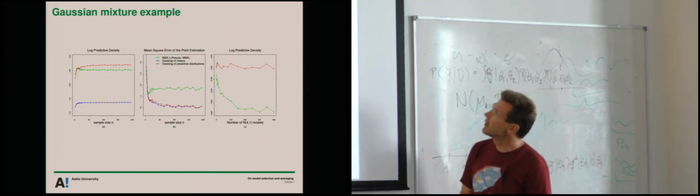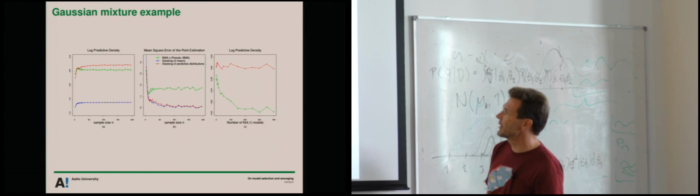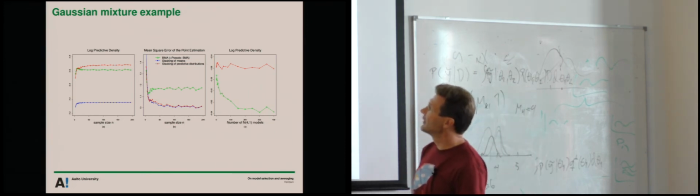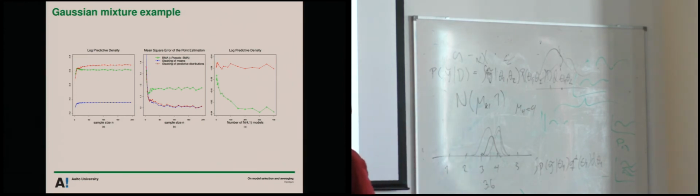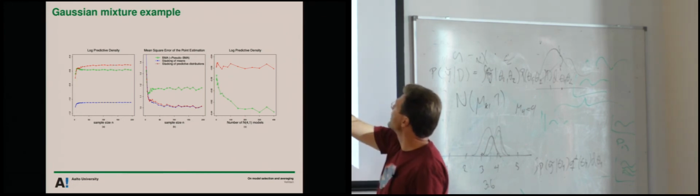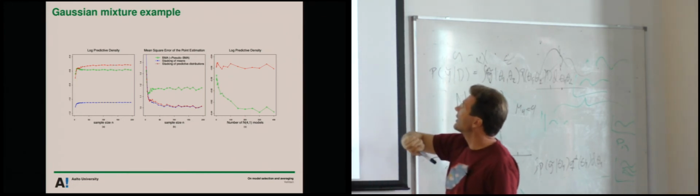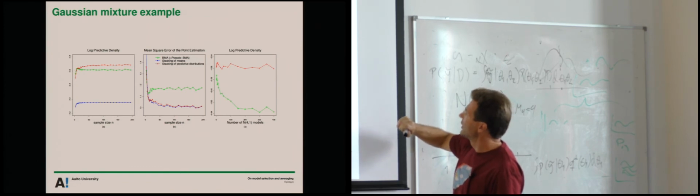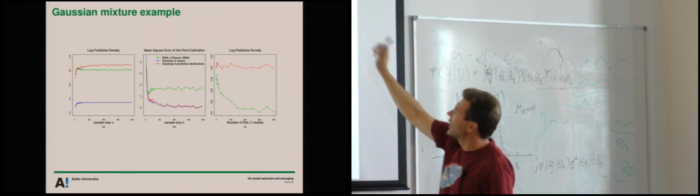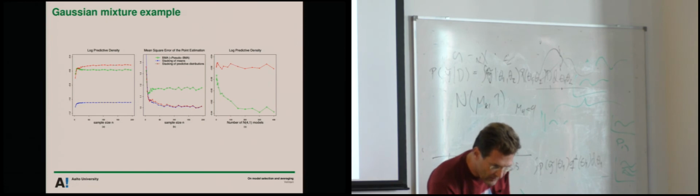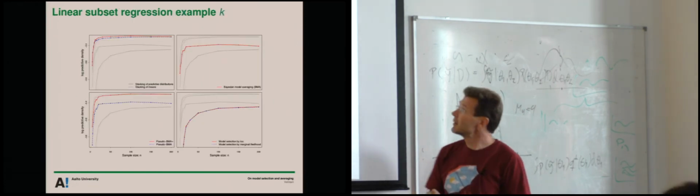Here's how the log predictive density, so the predictive performance, goes when the n increases. For the log predictive density, stacking of means is really bad. Stacking of predictive distributions wins BMA. There's also the mean square error and the log. Okay, I'll skip that. The last one. Running out of time.